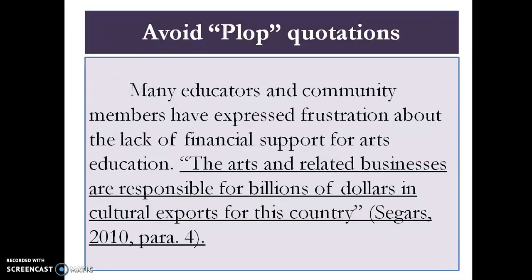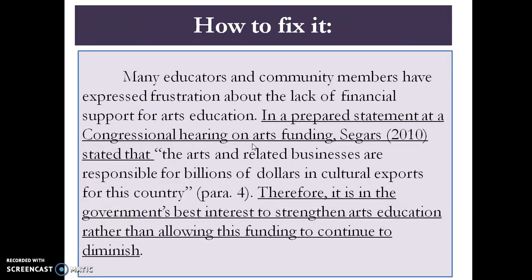So here's an example. Many educators and community members have expressed frustration about the lack of financial support for arts education. Quote, the arts and related businesses are responsible for billions of dollars in cultural exports for this country, end quote. Well, first of all, that's a two-sentence paragraph, so that's a problem. You're not going to develop a main idea fully in two sentences. But second of all, that quote is just plunked down. We don't know who this person is. We don't know what the context for that quote is. We don't have any kind of commentary or reaction to the quote. So how might we fix it?